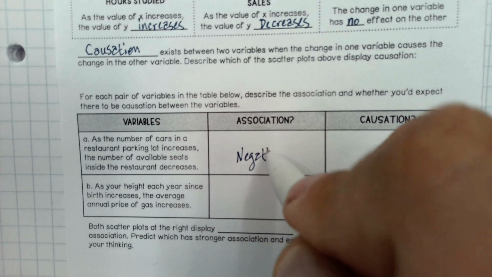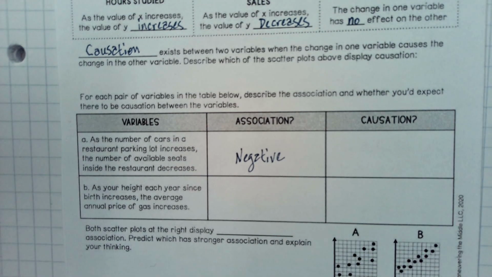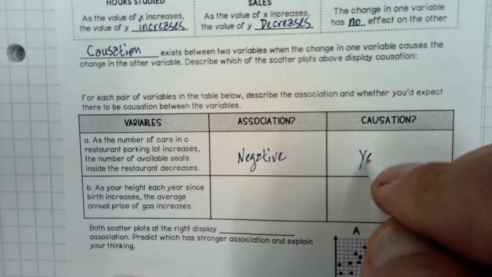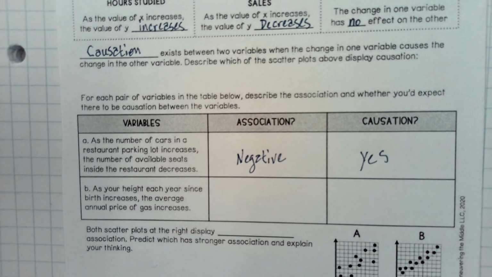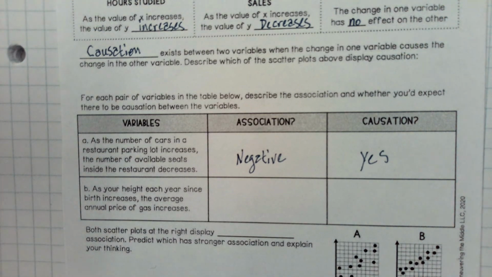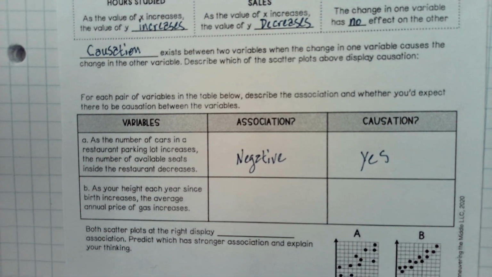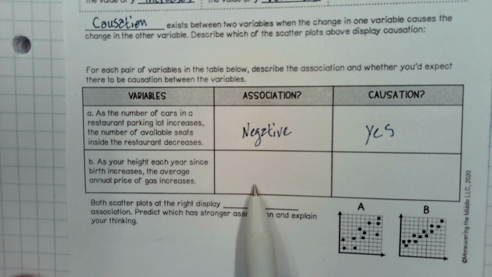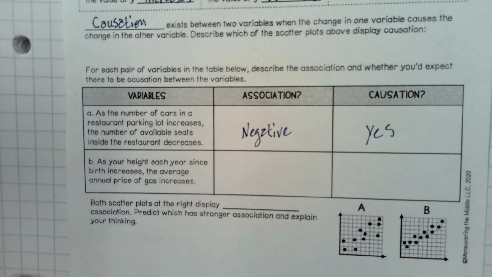Now, let's talk about causation. Does one cause the other? Do you think that one of these causes the other to happen? Does it make sense that one would cause the other? Yes, absolutely. There is a causation. More cars in the parking lot for that restaurant would mean there's less available places inside. Okay? So try that on the next one. Read it and decide positive, negative, or none, and is there a causation?